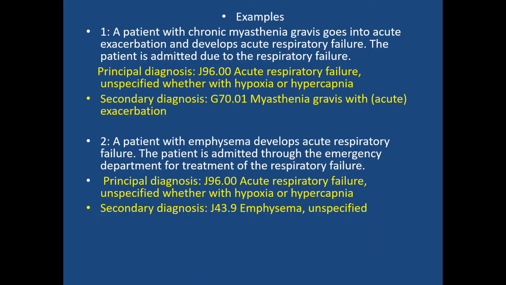2. A patient with emphysema develops acute respiratory failure. The patient is admitted through the emergency department for treatment of the respiratory failure. Principal diagnosis: J96.00, acute respiratory failure, unspecified whether with hypoxia or hypercapnia. Secondary diagnosis: J43.9, emphysema, unspecified.